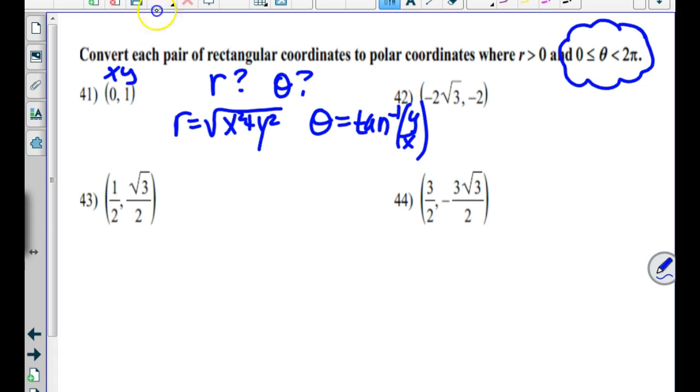All right, so for this one, first of all, you should be able to just graph this. If you go over 0 and up 1, what is the ordered pair, or what is the radius out to that spot? Well, if you do square root of 0 squared plus 1 squared, you get what? 1, yes? And what is the angle I'm at right there?